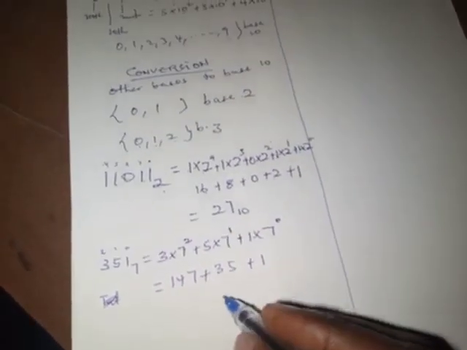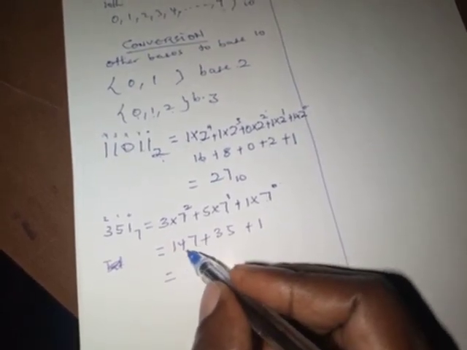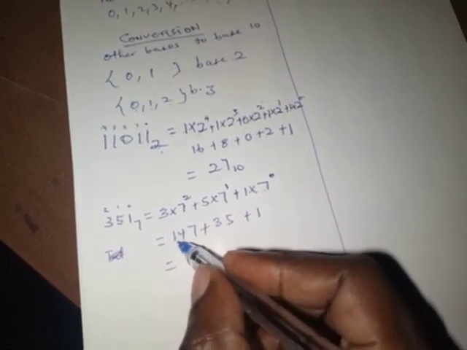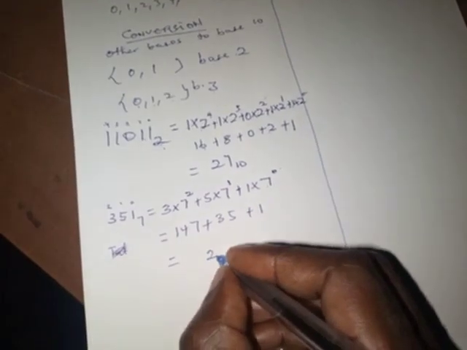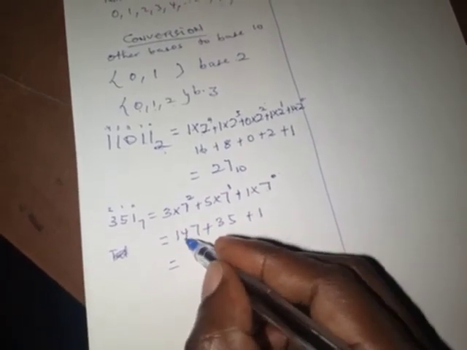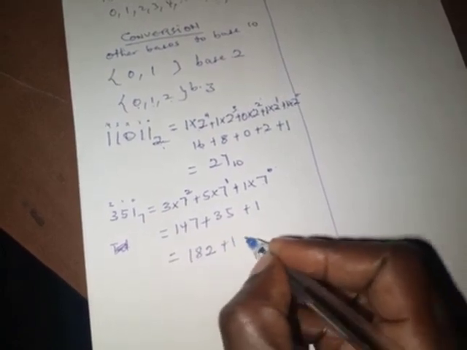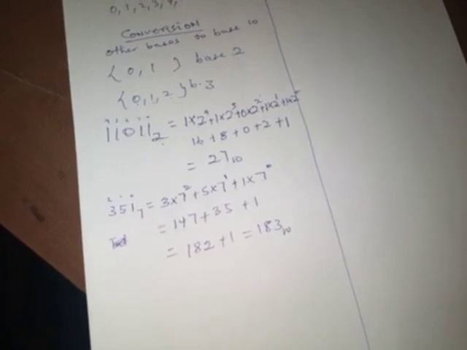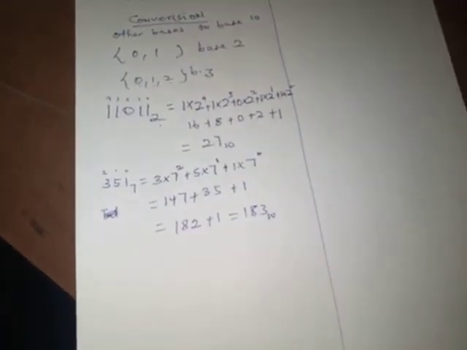If you add all these things, you get 35 plus 147, and adding the 1 will give us 183 in base 10. You have done that. You see, converting from other bases to base 10 is not that difficult.